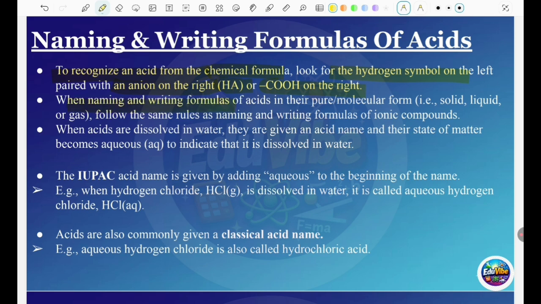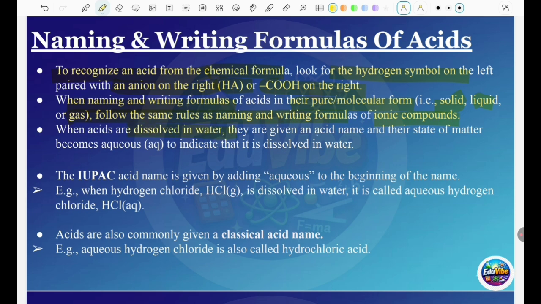While naming and writing the formulas of acids in their pure molecular form, you have to take care of the solid, liquid, gas states also. Follow the same rules you used for naming and writing formulas of the ionic compounds we did in an earlier lesson. I don't remember which one, but we did that too. So the same steps can be used here.